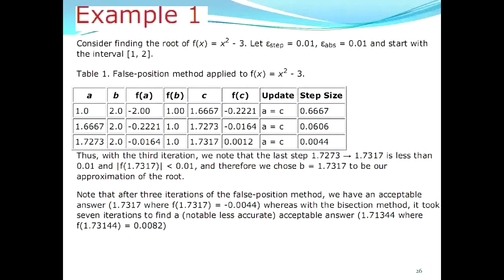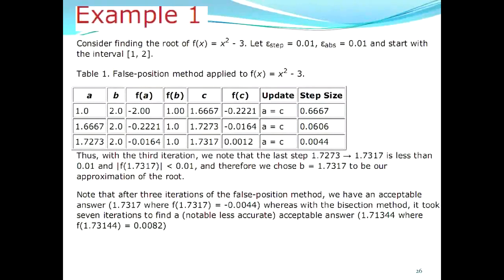Now these are the next iterations. Your formula for C: 1.6667 times f of B, which is 1, minus B, which is 2, times f of A, which is minus 0.2221, divided by f of B minus f of A, which is 1 minus minus 0.2221. That makes C 1.7273.